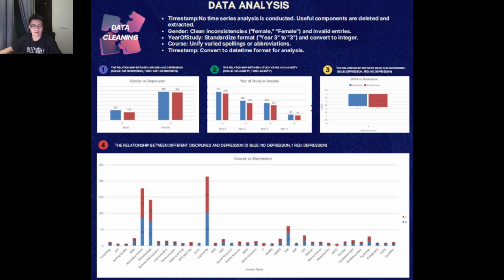Below that you can see the four charts. The first one is the relationship between gender and depression. Blue is no depression, and the red one is with depression. The second chart is the relationship between study years and anxiety. The third chart is the relationship between the CGPA and depression. The fourth chart is the relationship between different subjects and depression.